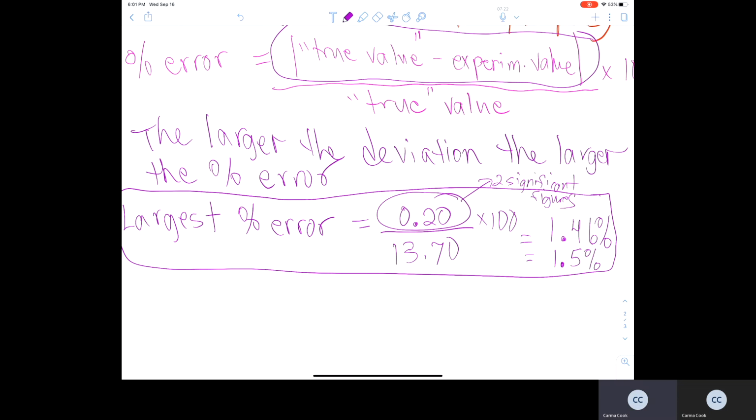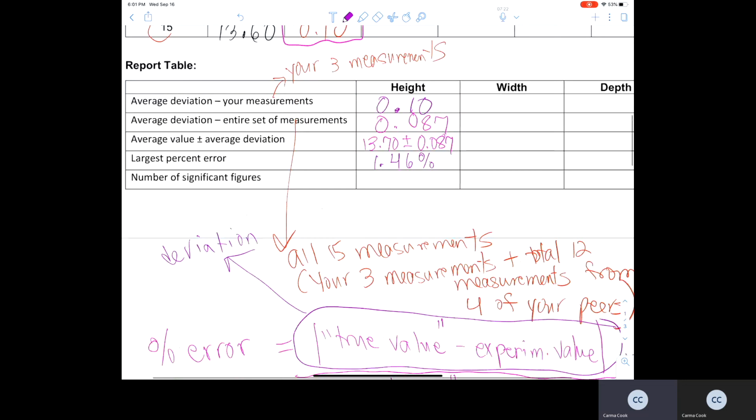The zero in front of the decimal is not significant. The zero after the decimal is significant. This is four significant figures. So the rule says that when we're multiplying and dividing, our answer should have the same number of significant figures as the digit in the operation that has the fewest number of significant figures. So because this one has four, this one has two, our answer should have just two. So 1.5%.